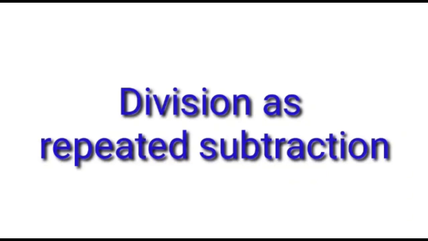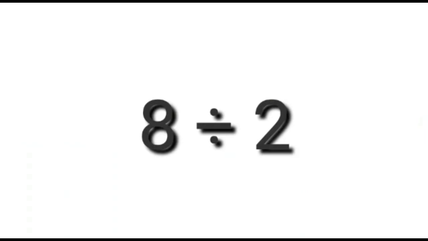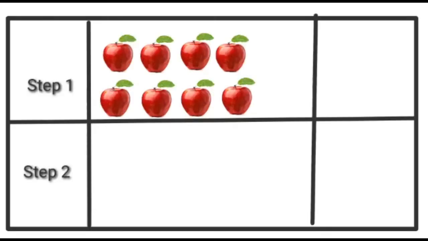Division as repeated subtraction. Division refers to repeated subtraction. Shall we do the sum for this? 8 divided by 2. Let us do this division as repeated subtraction. In step 1, we will be having 8 apples. Now, we are going to subtract 2 apples from the given apples. So, when we subtract 2 apples, we will be having 8 minus 2 is equal to 6 apples.